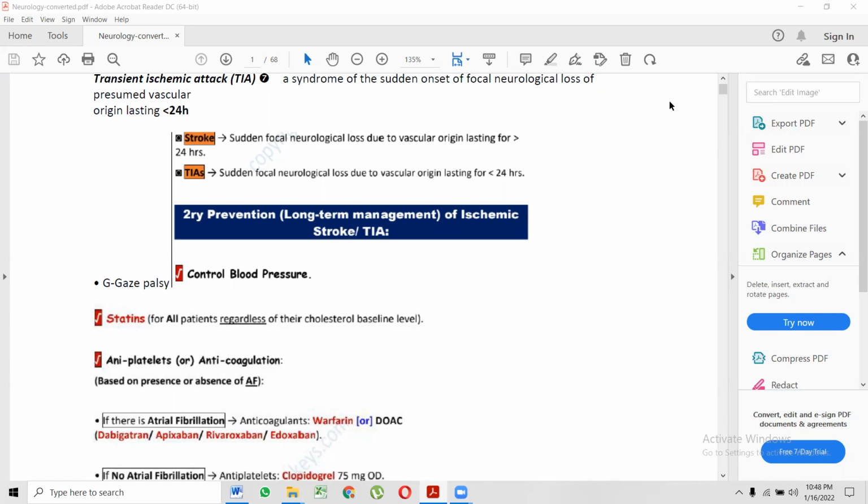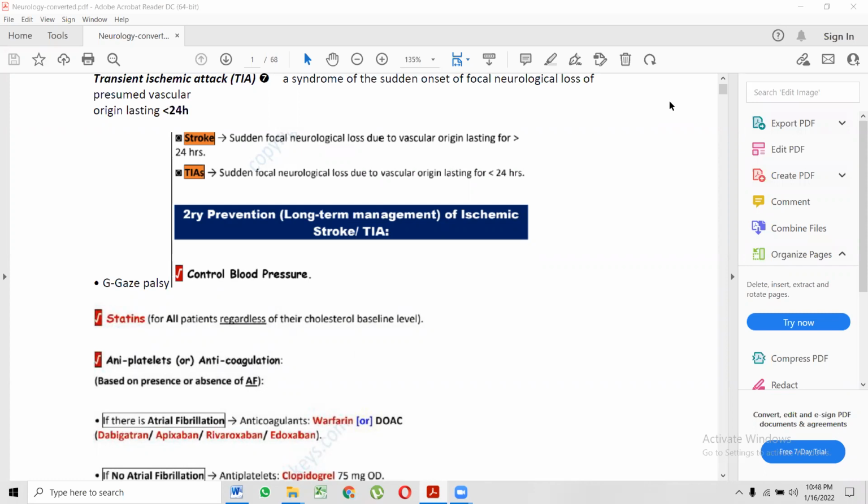Yes, there is thrombosis, and the thrombus can travel to the lungs from veins. So in general, it can cause thromboembolism. So can anyone tell me a heart condition which can lead to thromboembolism? Atrial fibrillation. Yes, atrial fibrillation.